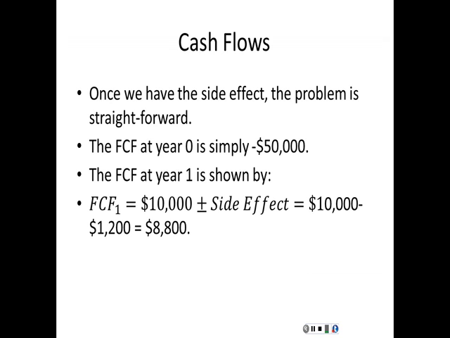Now we're ready to look at our cash flows. For year 0, we invest $50,000. For year 1 and going forward, it's the $10,000 in after-tax cash flows minus the $1,200 side effect. So the net impact of the gardening shop is $8,800 per year.